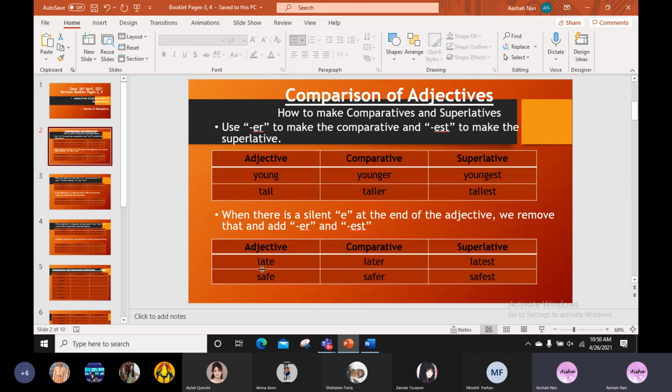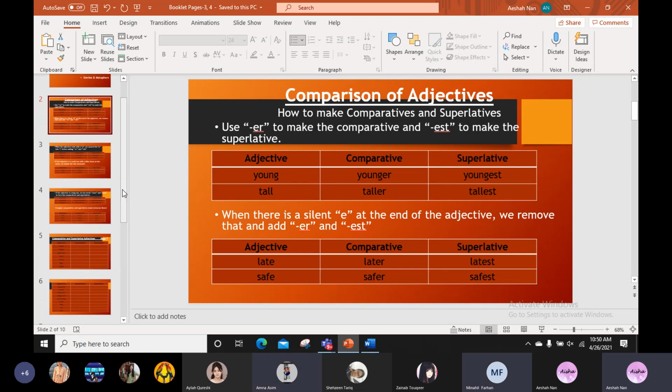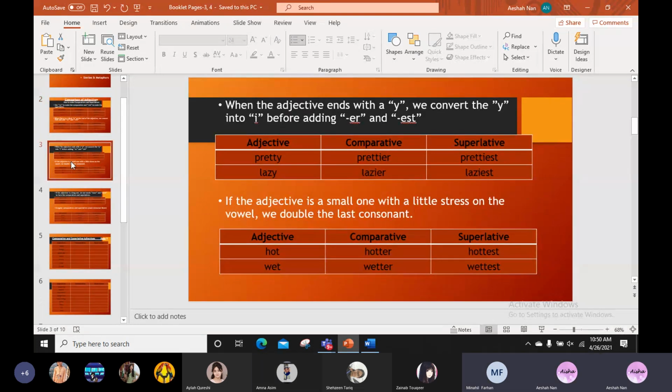Again, the same rule applies here. If the word ends with a silent letter E and we are adding a vowel suffix, what are we going to do? We'll drop the single E and then add ER, or simply add R or ST. Late, later, latest, safe, safer, safest. Are you all getting it, girls? Yes, teacher.